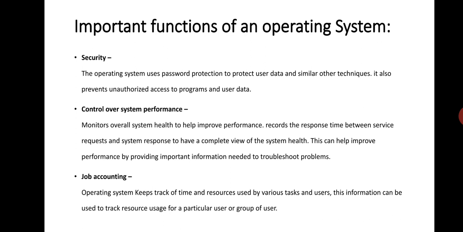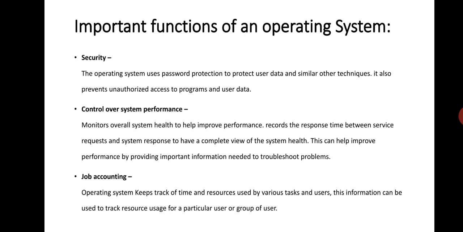So what is happening with the security function? In security, in general the operating system uses password protection to protect user data, and other techniques. It also prevents unauthorized access to programs and user data, that is for security of the operating system. Generally, if a system is not protected, then anyone can enter into your system. Okay, so for the security scenario there is password protection, so that no one can access your private data.